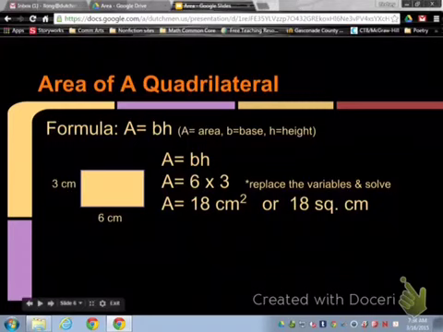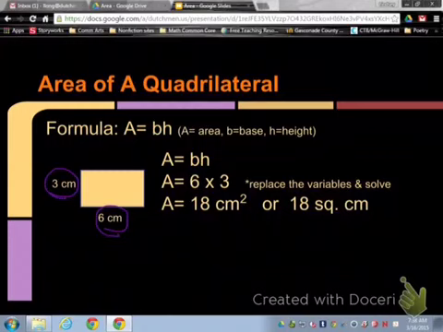Area of a quadrilateral. This is rectangles, squares, any four-sided figure. So the formula for a quadrilateral is area equals base times height, so just like our parallelogram. If we look at this one, our base is at the bottom and our height is on the side. So once again, take your formula, plug in 6 for the base, 3 for the height, and then you multiply. 6 times 3 gives you 18 centimeters squared, or 18 square centimeters.